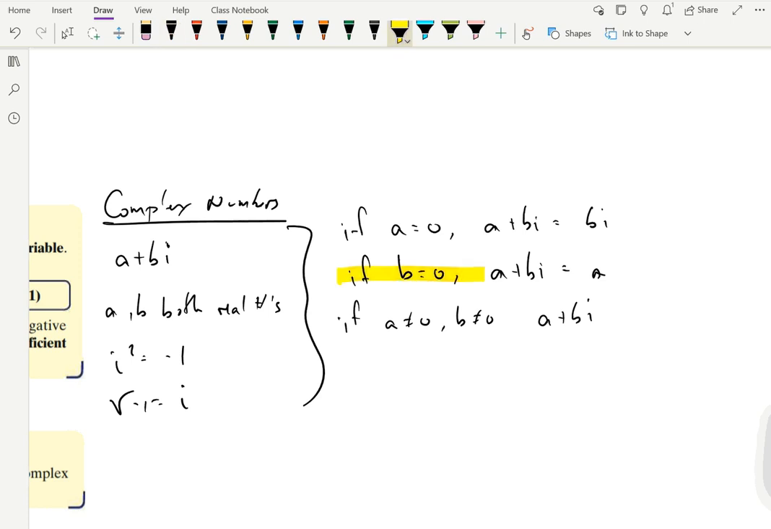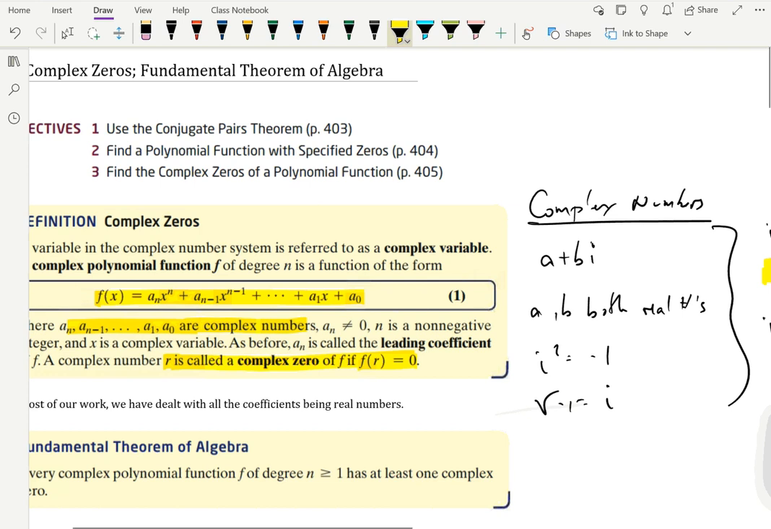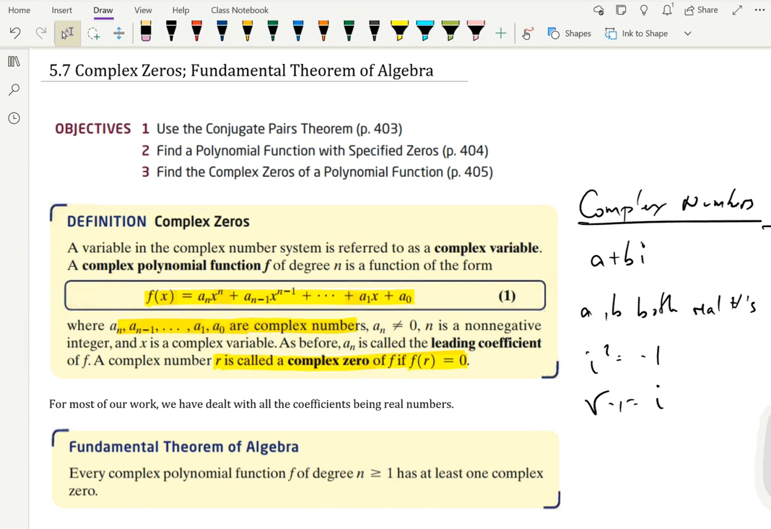What we have seen before is that our b term was 0. So we had a plus 0i, or just a, and that worked with only our real numbers. Now we're letting b be something different, some other number, so now we end up with complex numbers.